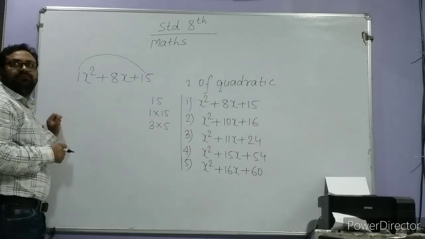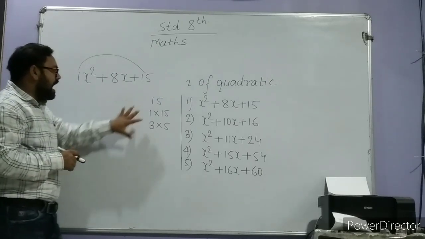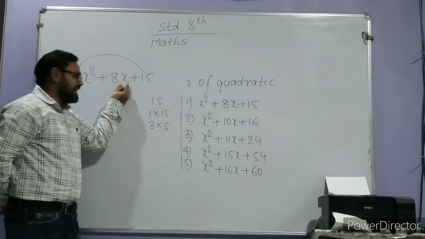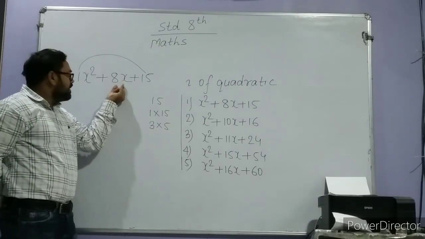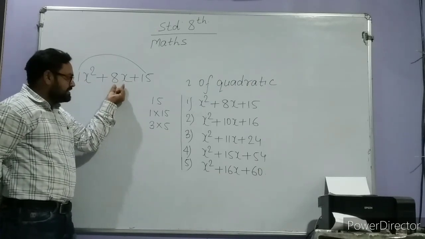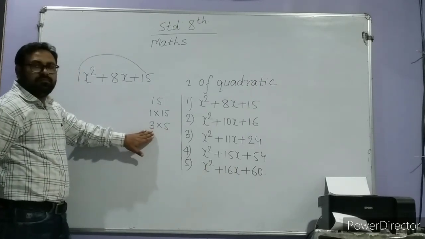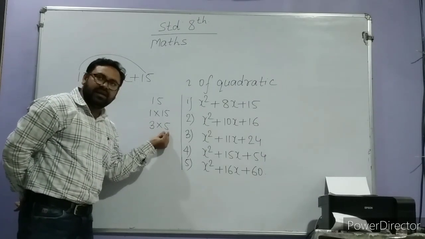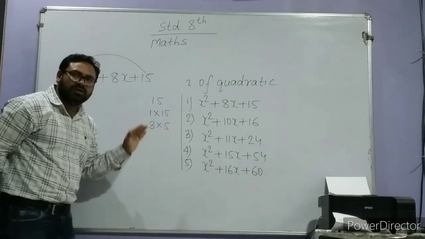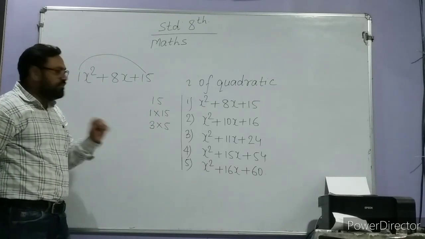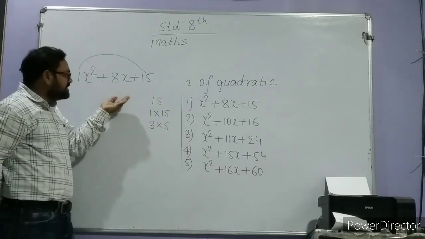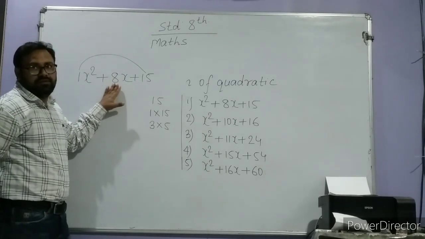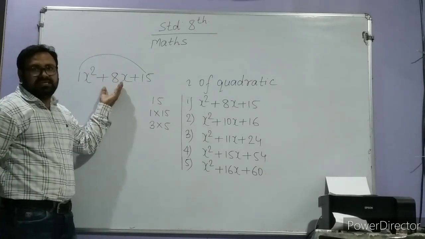Why are we doing like this? After doing this, we have to get the middle number, positive 8x. We have to bring this positive 8x by adding these two numbers, by subtracting, or by taking one number positive and the other negative. By any way, if you get 8, then you have to substitute these two values at the place of the middle term. Therefore, it is also called middle term splitting.